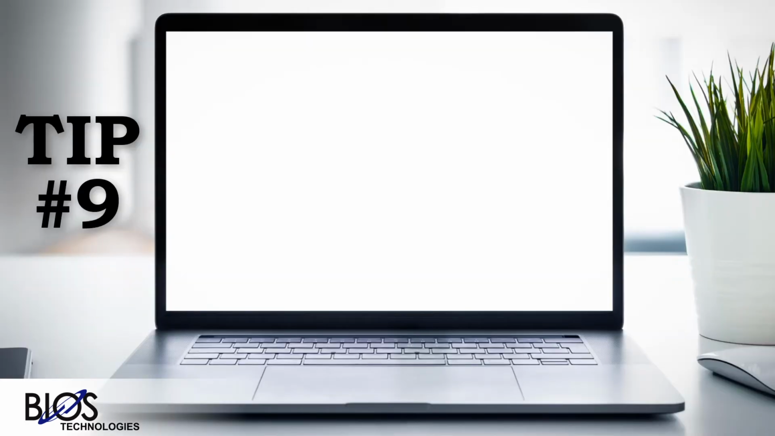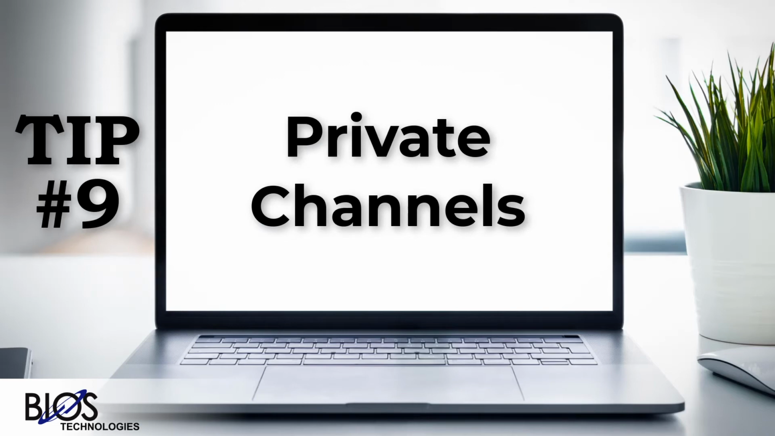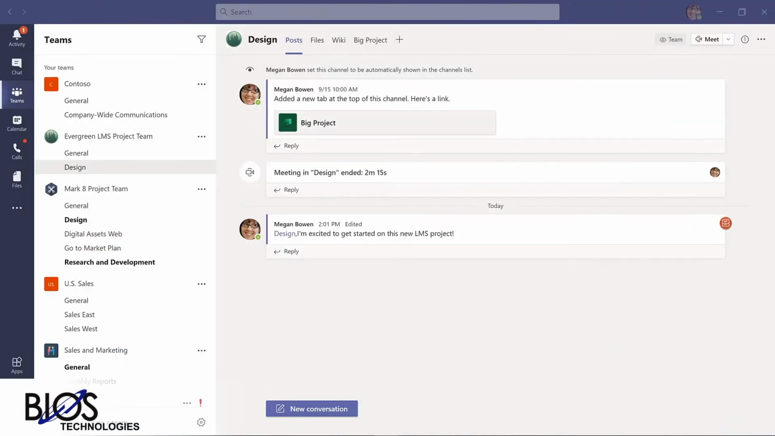Number 9, creating private channels. Do you want to have team conversations that are limited only to specific team members? Rather than creating a new team, a private channel might be the solution. A private channel is designed as a place where confidential conversations can take place and files are stored. Perhaps you're sharing financial information or personnel data. Although the use of private channels should likely be minimized, it can be a good option for some restricted communications, especially if you don't want to create a separate team for these conversations.